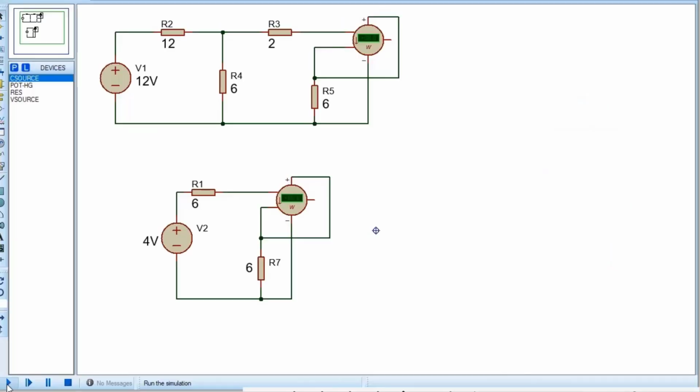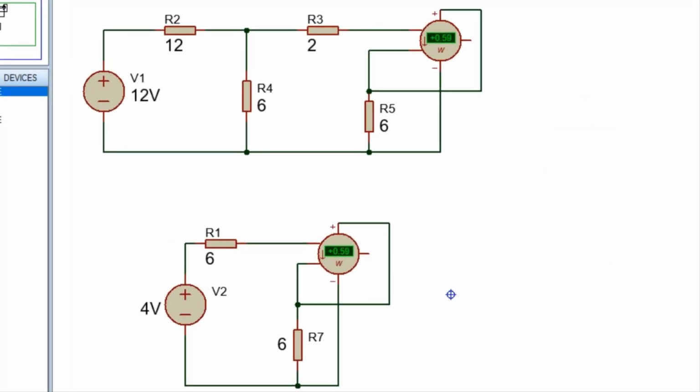Now running the simulation. See, in the equivalent circuit the power at load is showing 0.67 watt. In the main circuit also the power at load is showing 0.67 watt. So my calculation is perfect.